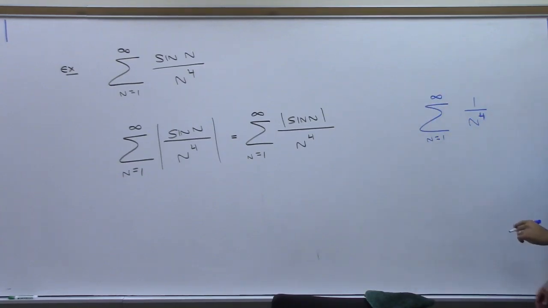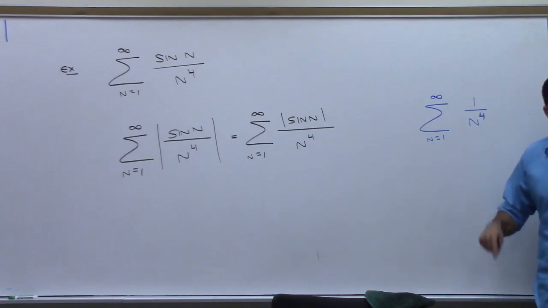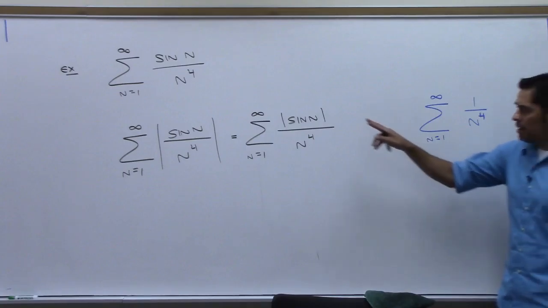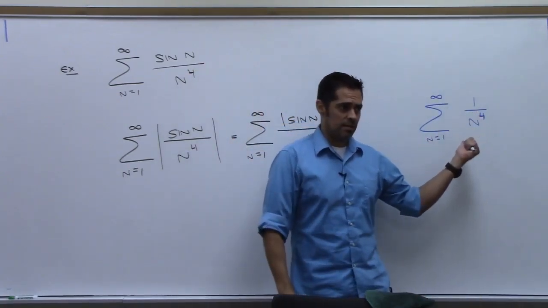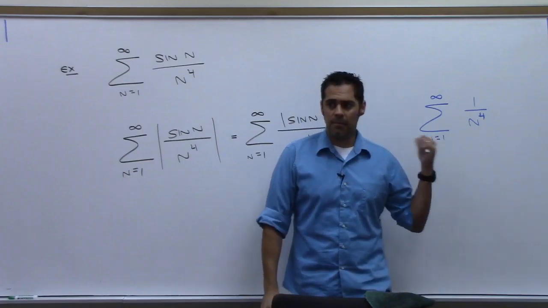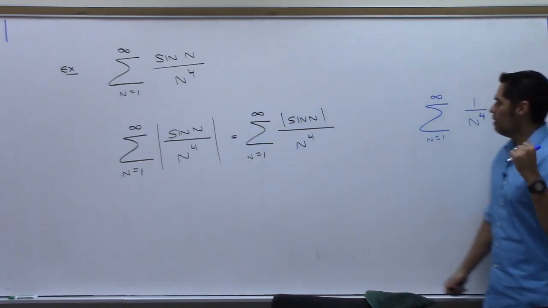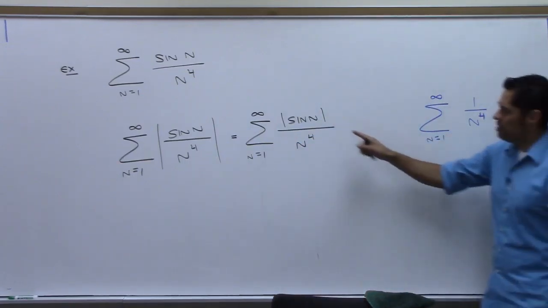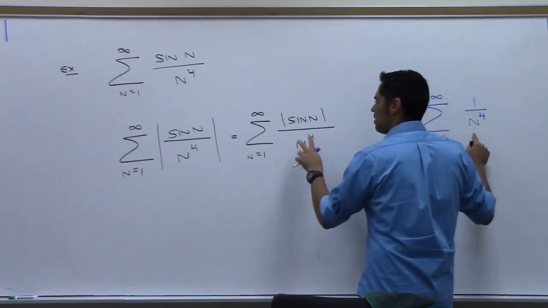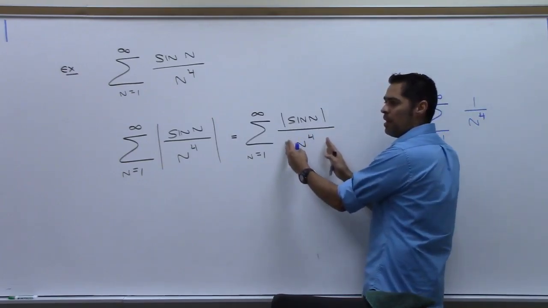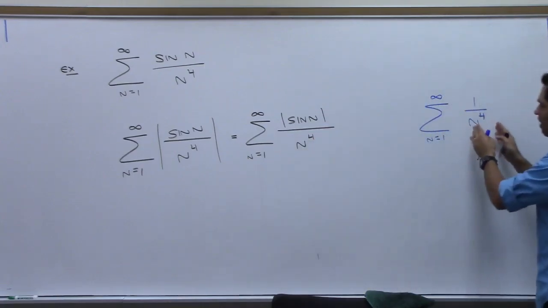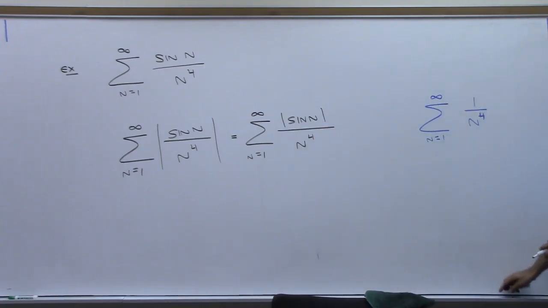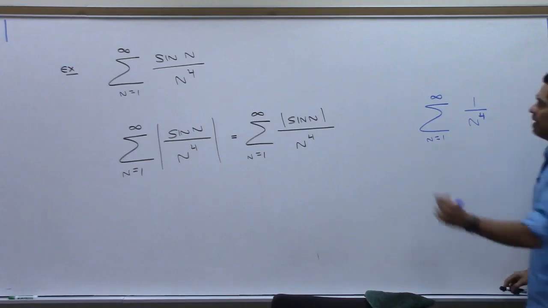So what I'm going to do is run a comparison test right now, comparing this to this, not this to this, right? Understand? The reason I want to choose this to run against this is because I can guarantee you that all of these are positive. This is always positive, and this right here is always positive. So let's do a comparison test.